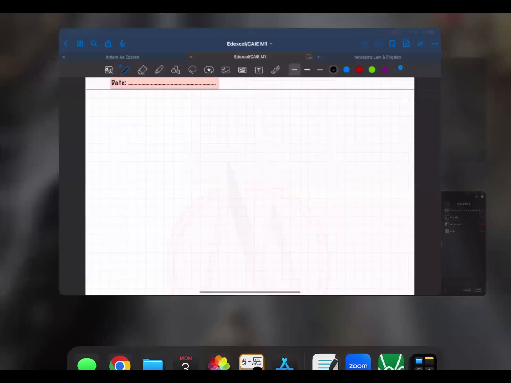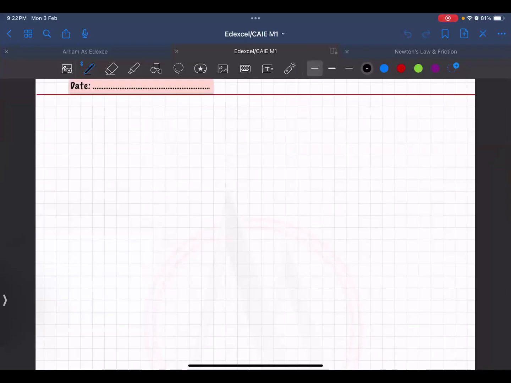Okay. So today is the first class for the new topic, which is Newton's laws of motion and friction. These are two separate things, but right now we will combine the two things by the end of the class.